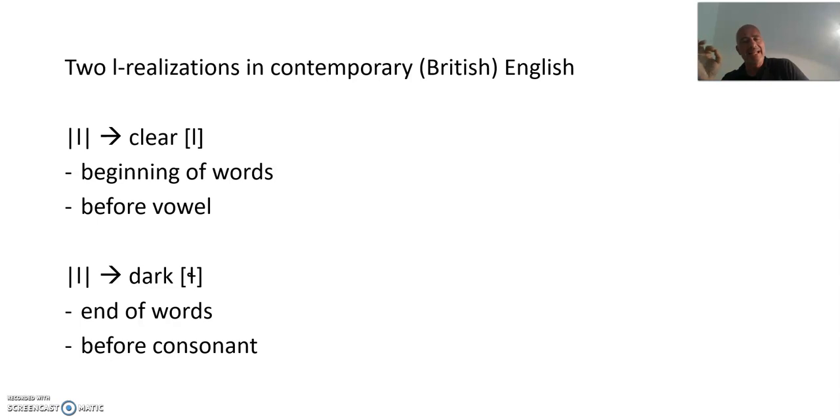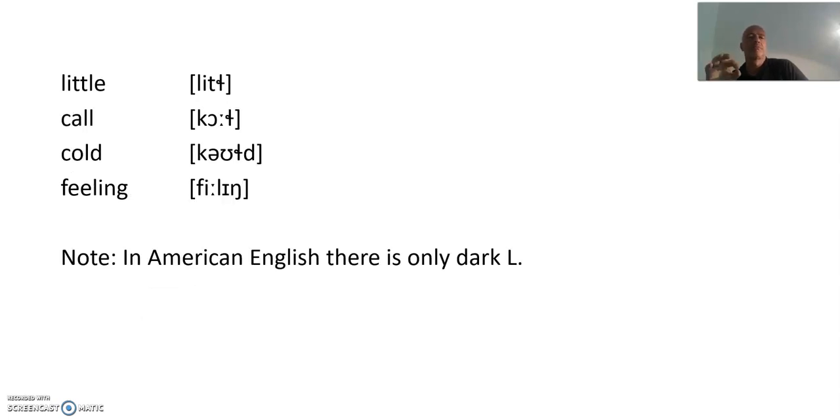Okay. So L and O. And the funny thing is, here you see it. A few examples. So first is clear L: little. Or something like coal. Dark L at the end of words: cold. Because before a consonant, it's dark.